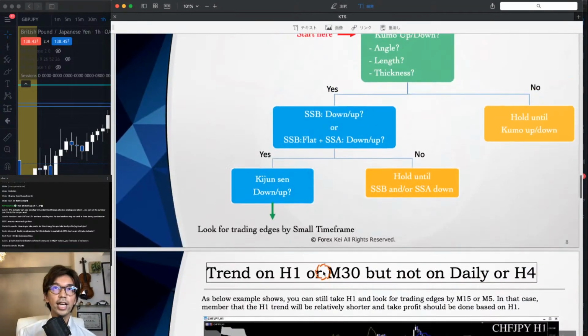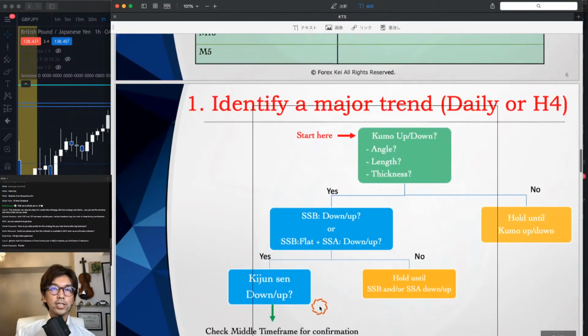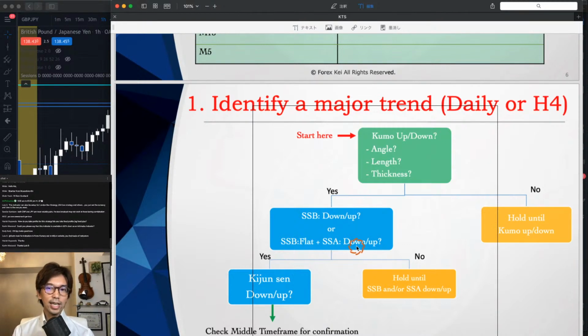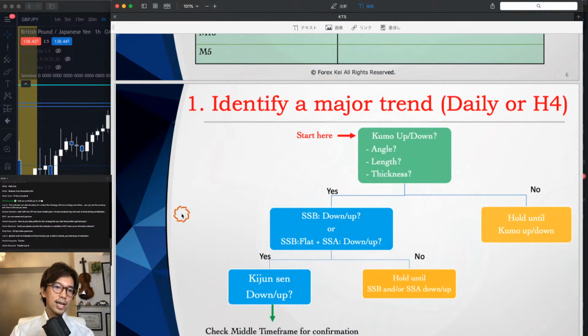So here is how I capture the trend based on these steps here. And this is also explained on my past videos. So you can take a look at it and enjoy how I capture these trends. But basically until Kijun Sen goes flat or Senkou Span B goes flat, I keep holding that buy or sell.